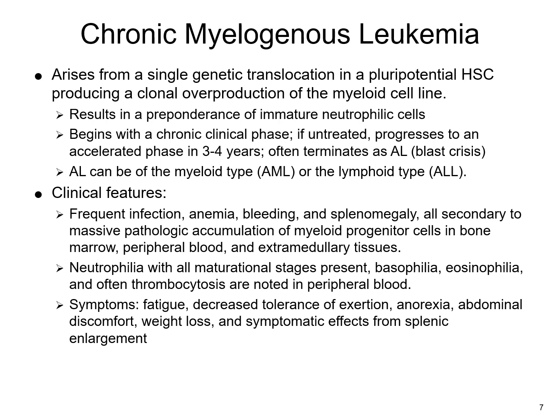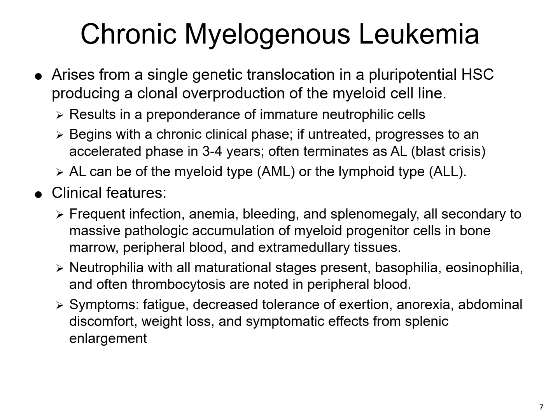So CML will start off in a chronic clinical phase, and then if it's left untreated or undiagnosed, it will progress to an accelerated phase about 3 to 4 years later, and then it will often terminate in an acute leukemia during a blast crisis. Now that progression to acute leukemia can be either a myeloid lineage or a lymphoid lineage.